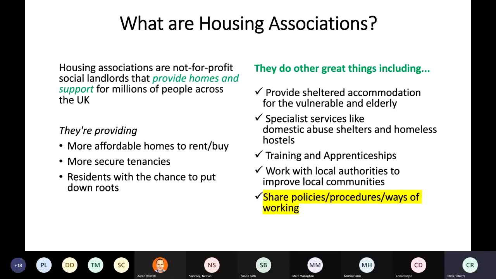That's kind of their core, but they do lots of other good stuff as well, which you might be aware of. Sheltered accommodation for the vulnerable and elderly. They also have specialist services to support people experiencing domestic abuse, and shelters for the homeless, along with training and apprenticeships for people across the whole community. And they work quite closely with local authorities to improve the communities they work in. So this is a lot of the good stuff they do.